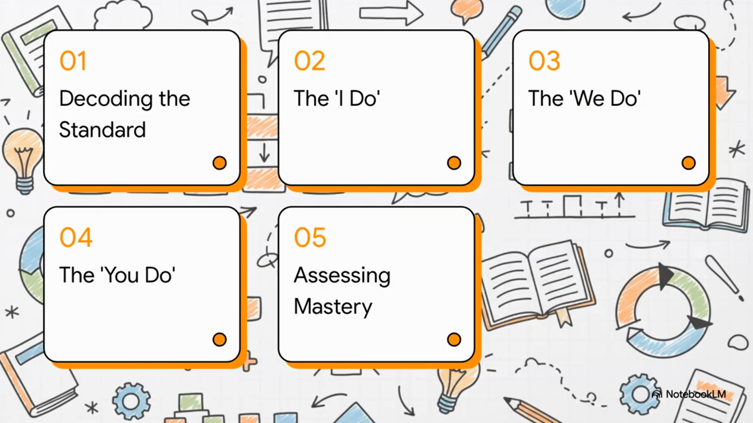So, here's our game plan. First, we'll break down the standard itself. Then, we're going to walk through that gradual release model that we all know and love, right? The I do, where you're modeling. The we do, where they practice together. The you do, where they fly solo. And finally, we'll talk about how to know they've really got it.